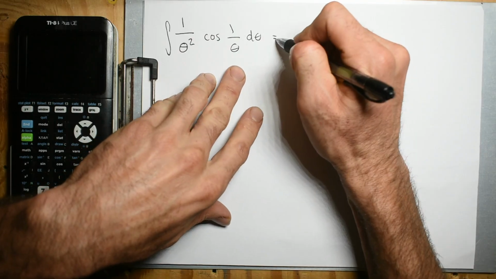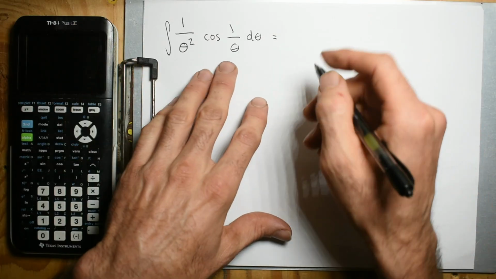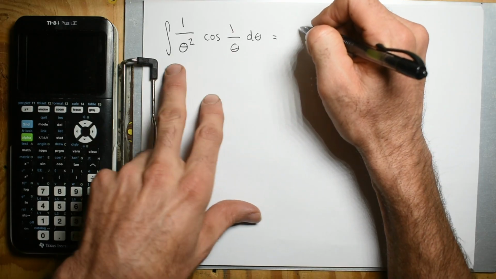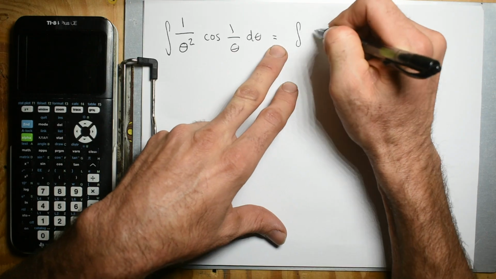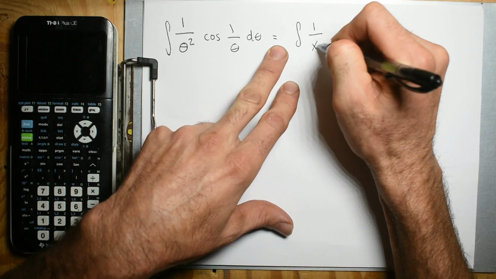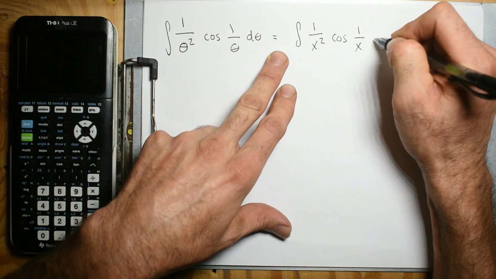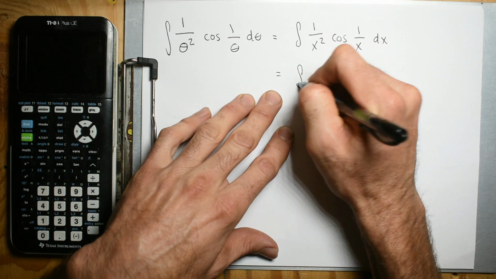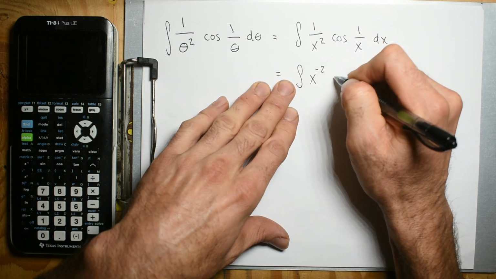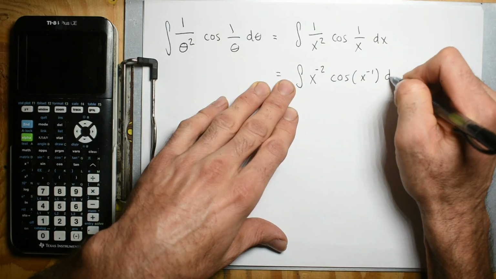But the first thing that I'm going to do, I don't like theta. I don't use it very often, and it's just a variable that doesn't matter, so we're going to change it to x. So we're going to have 1 over x squared, cosine 1 over x, dx. And we can also write this as x to the negative 2, cosine of x to the negative 1, dx.